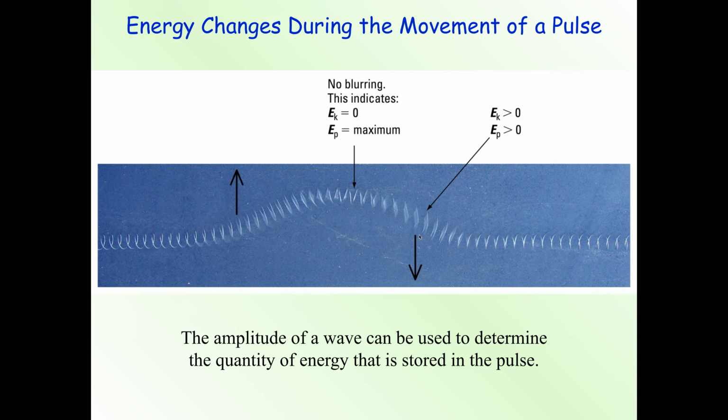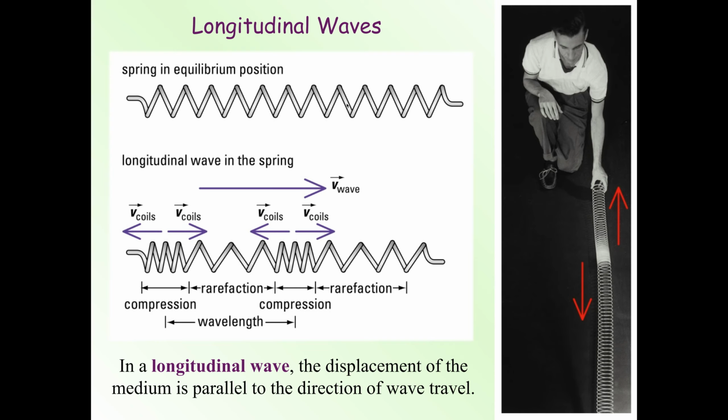Okay, longitudinal waves. We have our spring in equilibrium position. A longitudinal wave is where you coil some of that spring up and then you let it go, and that coiled up part would run along the spring all the way. So for a longitudinal wave, the displacement of the medium is parallel to the direction of wave travel.